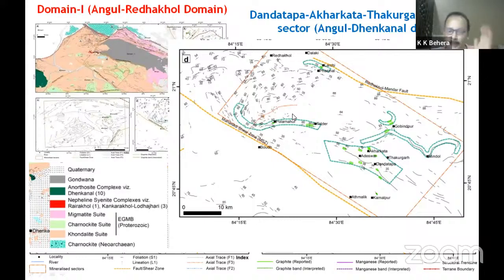Actually, I am just showing the disposition of graphite and manganese in different sectors with regard to structure. And these are the structural data, and these are the lineaments, the gray colors.